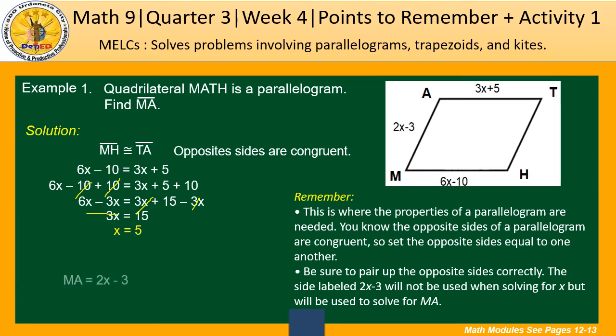So x is 5. We can now solve for this one. Side MA is equal to 2x minus 3. Let us substitute 2 times the value of x, which is 5, minus 3. Then 2 times 5 is 10, minus 3. The answer is 7 units.